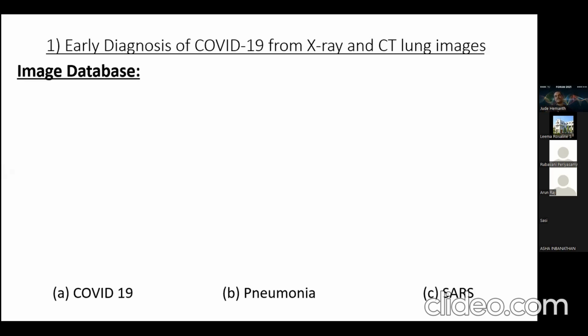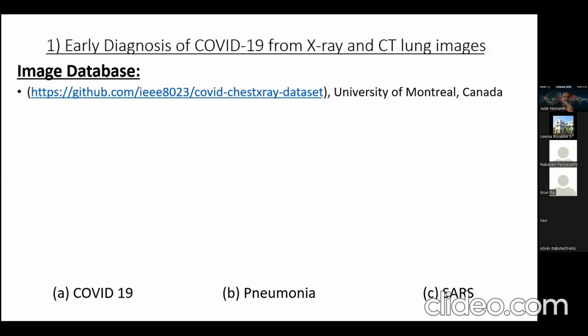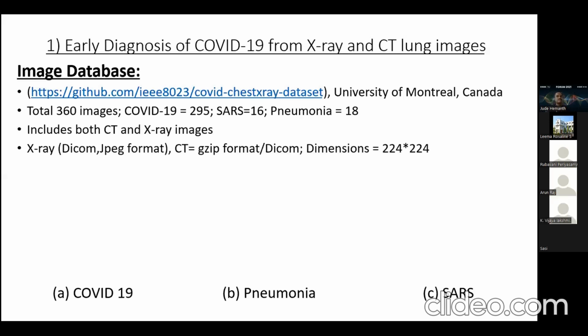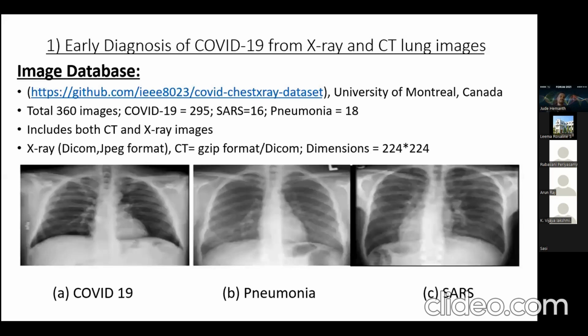So the first thing you need is your input database. As I told you, data. Without data, you cannot do anything. So where can I collect the data? Go to this web link where you can easily download plenty of data. When I was doing my work 2 years back in 2020, we could collect 360 images because that was a very new time. But I am very sure now you will get thousands of images. You will have COVID-19, SARS, and pneumonia too. You have CT images and X-ray images too.